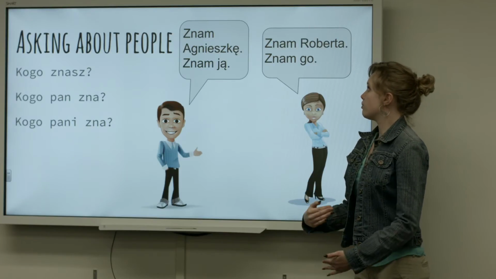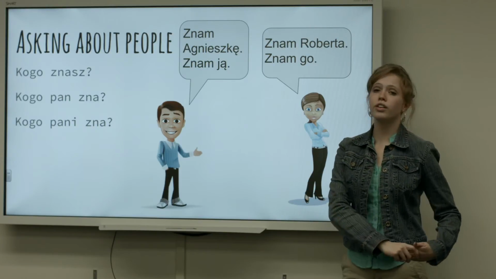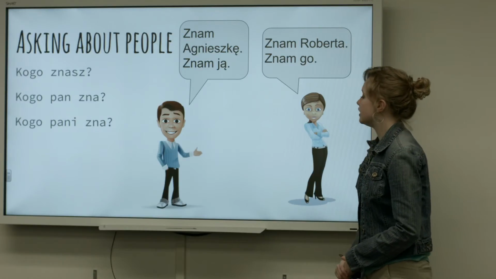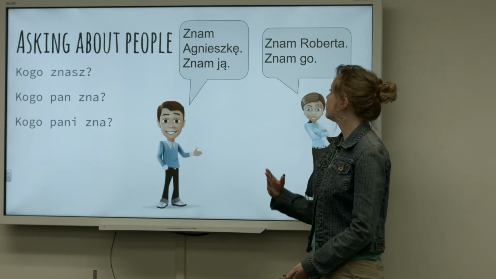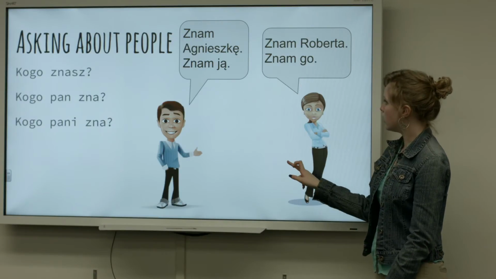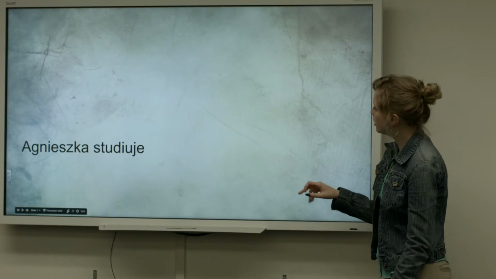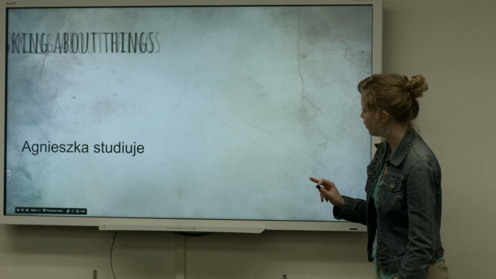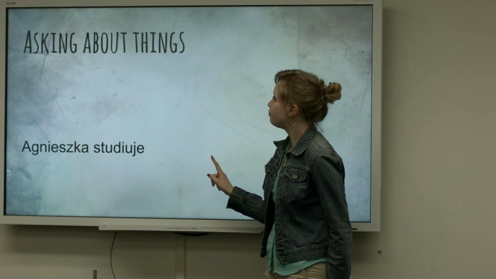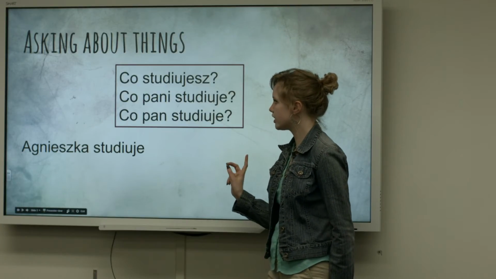So, and then to follow znam go, we know that on is he, the pronoun he in the nominative form, but in the accusative it is go. So znam go, znam ją, and so that is how you talk about people in the accusative. So now let's move on to talking about things in the accusative.